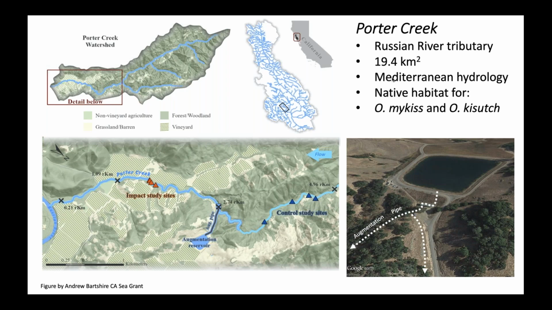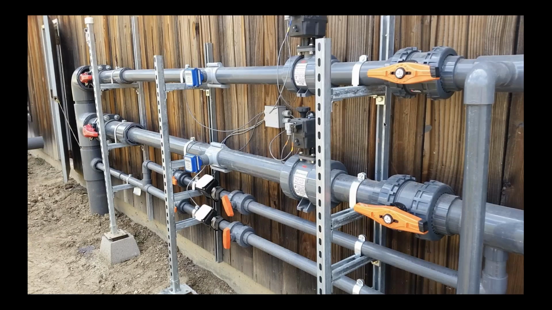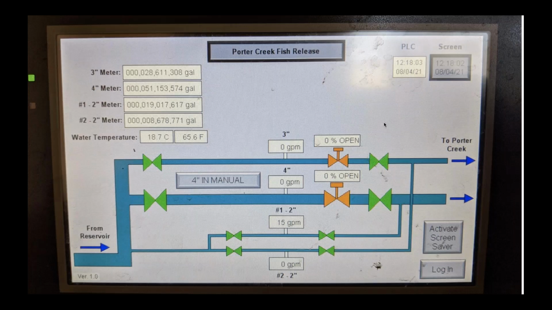And so they developed an augmentation structure. This is a really cool set of plumbing manifold here with butterfly valves and automated solenoids that will release water at specific times and places in the stream. And this is controlled with a computer control system that allows you to set flow release schedules and monitor volumes that are augmented to the stream, as well as monitor water temperature entering the augmentation.